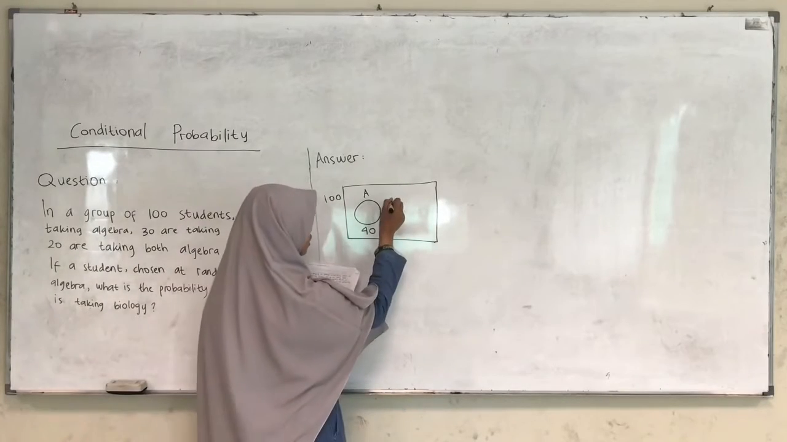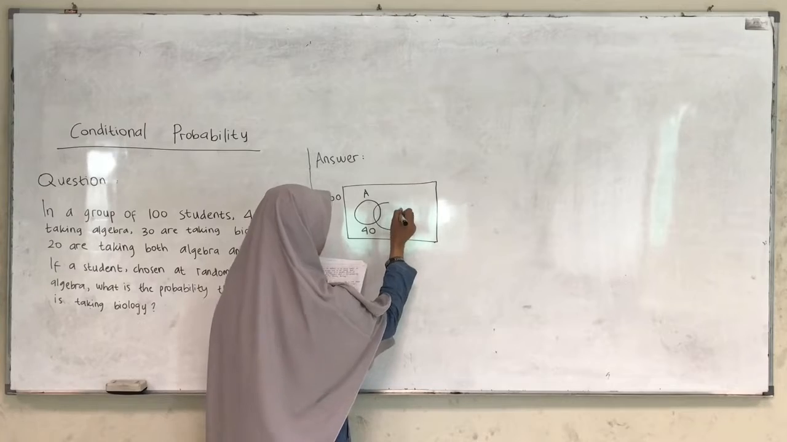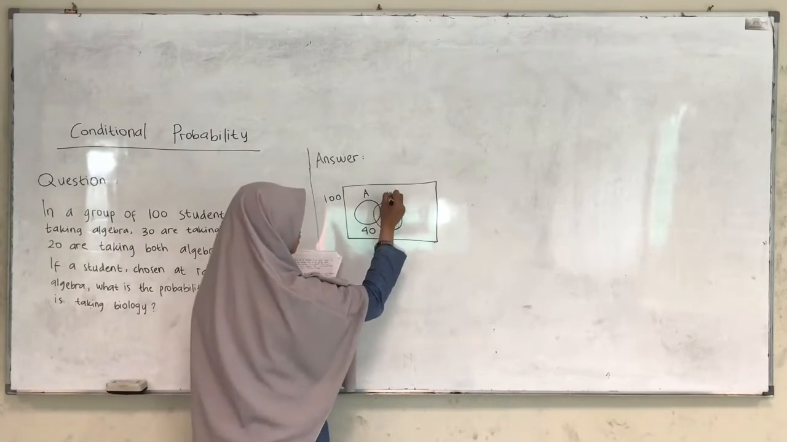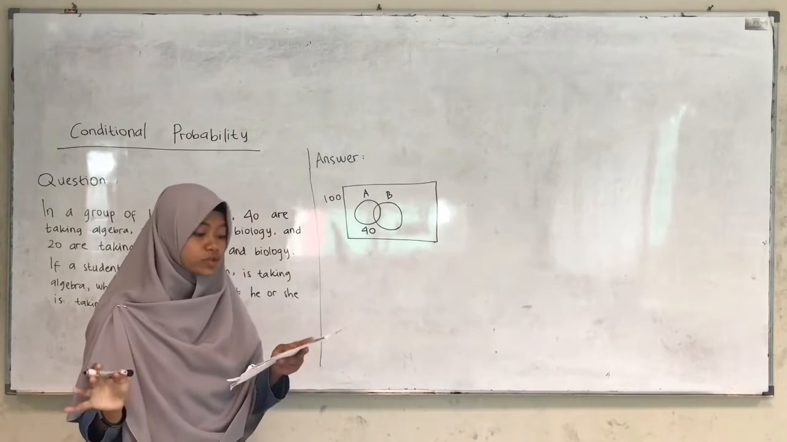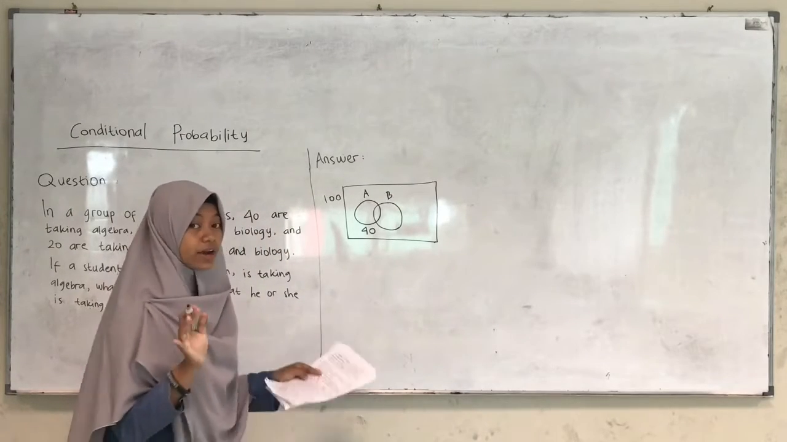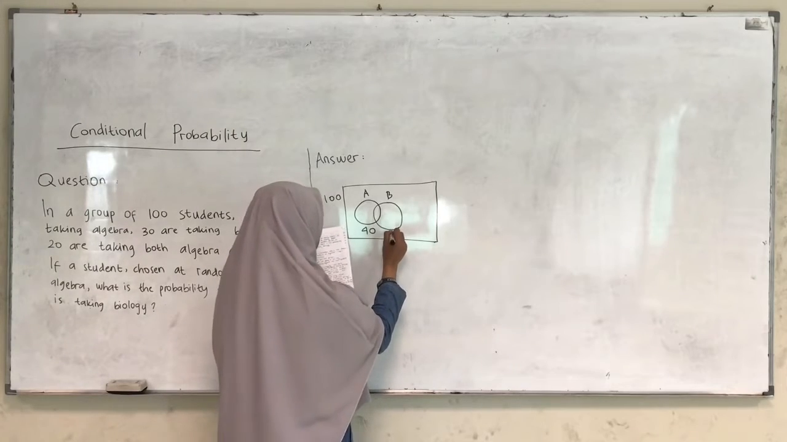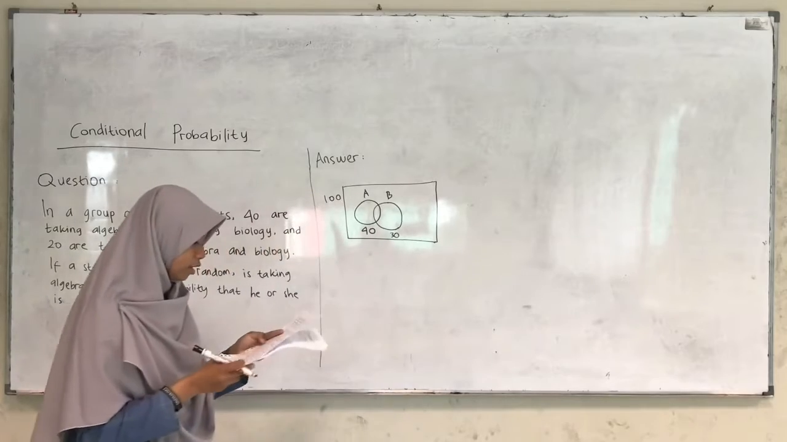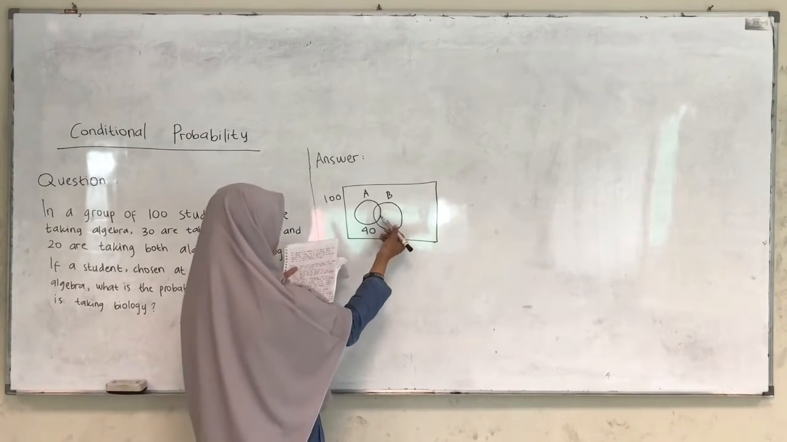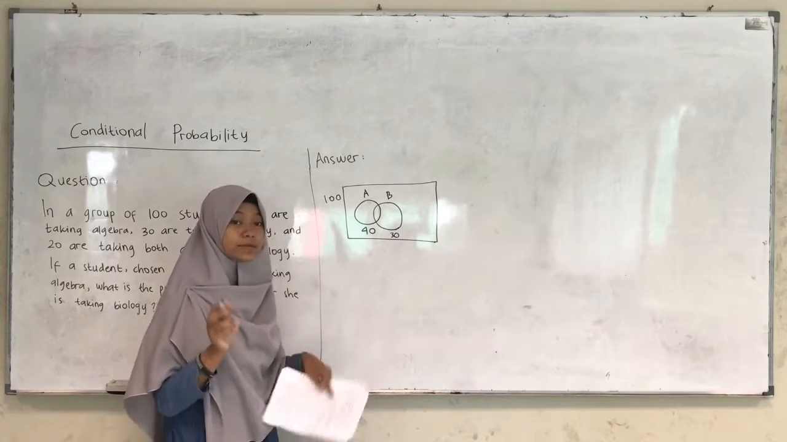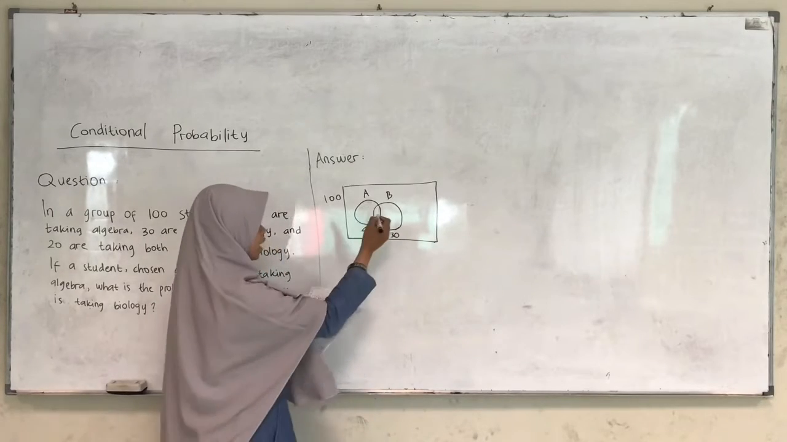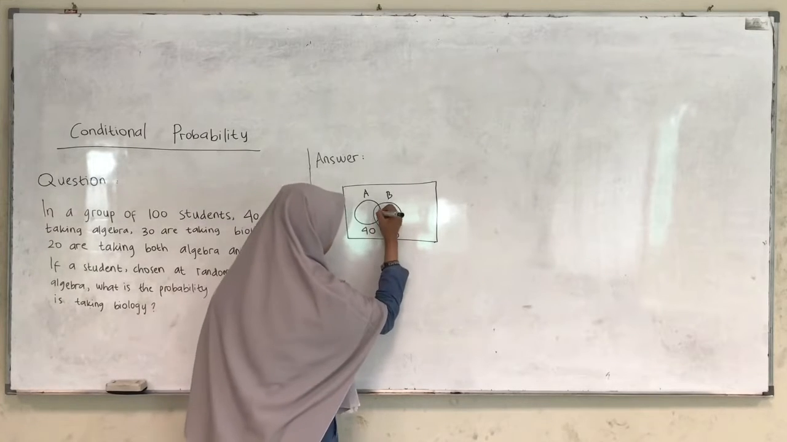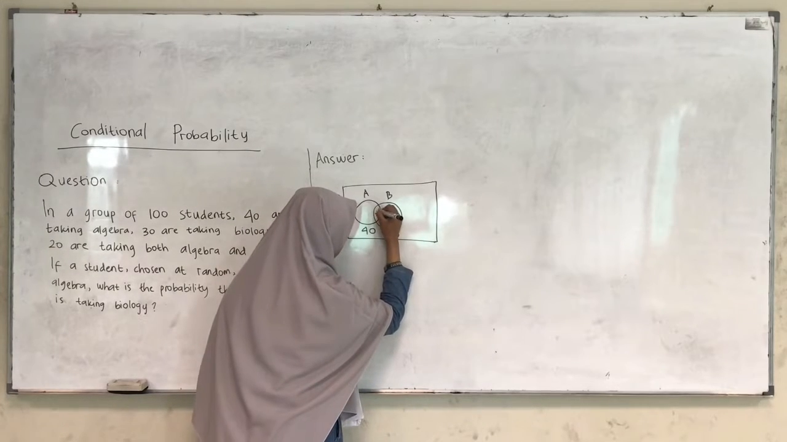And then there's overlapping with that group B. Group B is for students taking biology, and there are 30 students in that group. And in that overlapping area are the students who are taking algebra and biology, and there are 20 students there.